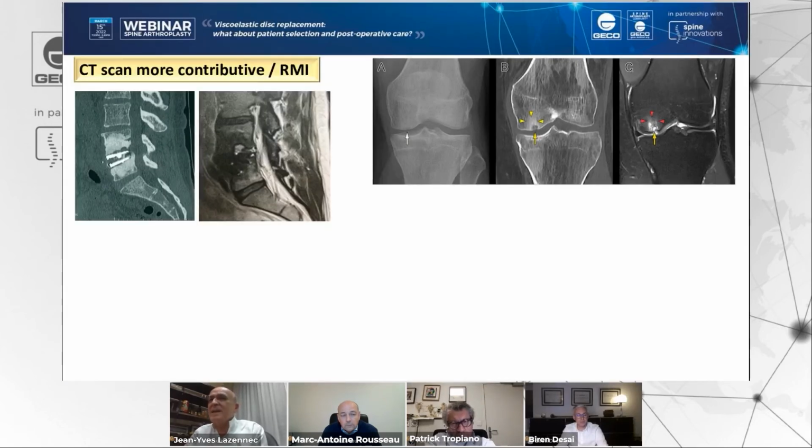Second thing, CT scan is more contributive than MRI for this bone loss. It is perhaps not clear for a spine surgeon, but it is very clear for a knee surgeon. I took this image from classical literature for knee cyst, for example, and you see in the middle, we have much more information from the CT scan: the density inside of the cyst and inside of the reaction around the cyst.